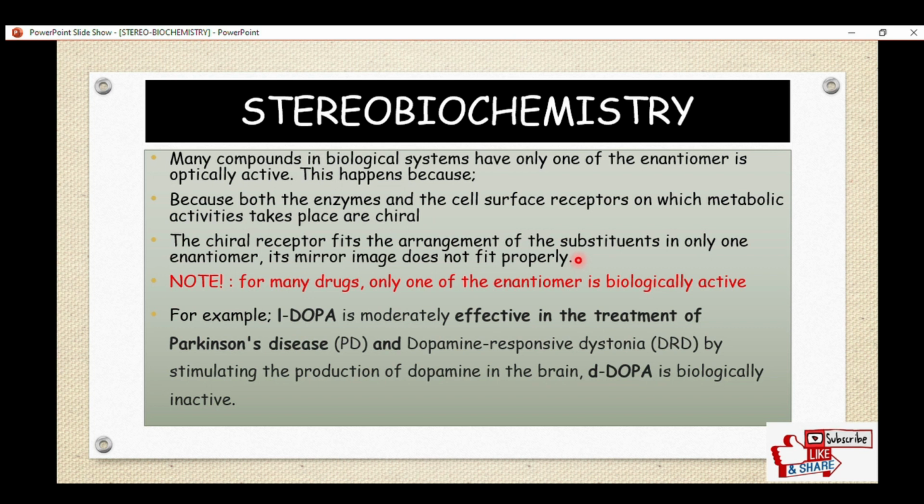In summary, today's slide was about stereochemistry and stereobiochemistry. We said they have stereoisomers, and we talked about specific rotation. We talked about enantiomers and diastereomers. We talked about a meso compound. And finally, we talked about stereobiochemistry. So that's the end of the slide.